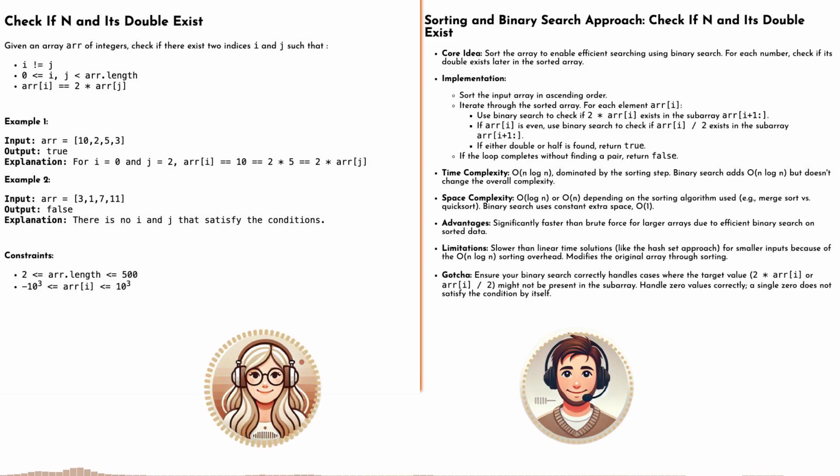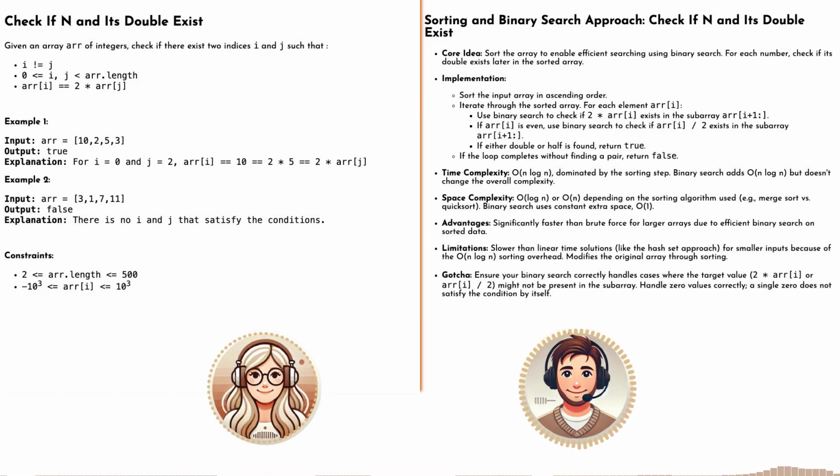And this approach gives us a time complexity of, let me think, O(n log n). O(n log n). That sounds pretty good. What about space complexity? Well, that depends on the sorting algorithm we use, but it's generally better than the set approach. Many efficient sorting algorithms have a space complexity of O(log n), or O(n) in the worst case.